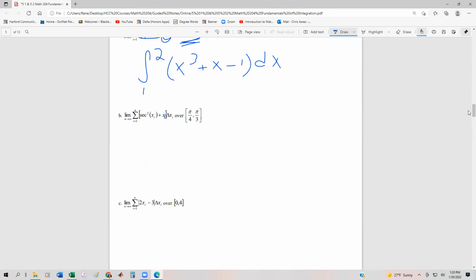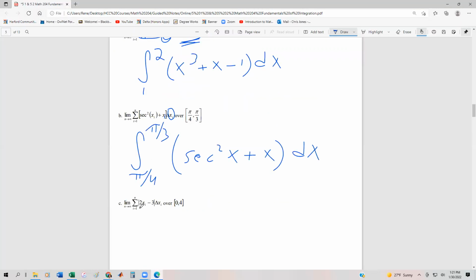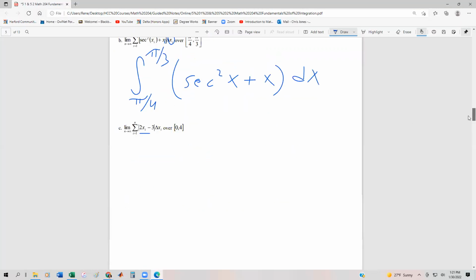And so our integral is going to be the integral from pi fourths to pi thirds. Those are our limits of integration. We have secant squared of x plus x, and then instead of delta x sub i, that's going to be dx. And then finally, we have an absolute value of 2x minus 3. The bounds are from 0 to 4, so that's going to be the integral from 0 to 4 of the absolute value of 2x minus 3, and then we have a dx.